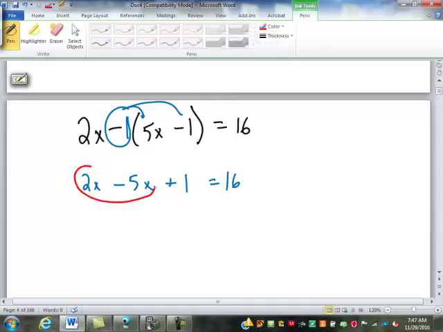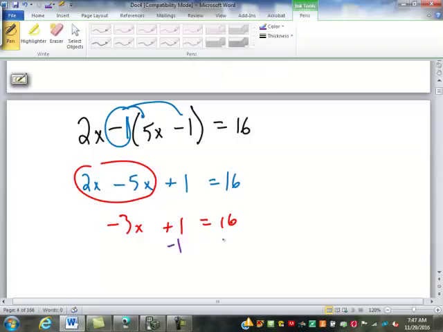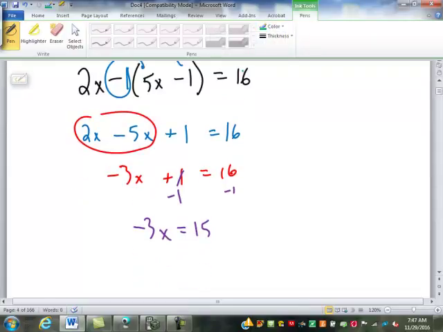So now we've got 2 and -5 make -3x. Plus 1 is 16. Subtract 1. -3x equals 15. And finally, divide by -3. X equals -5.